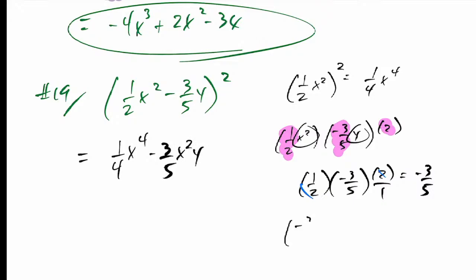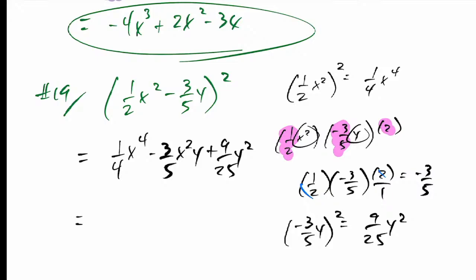And then you square the last term. So minus 3/5 y squared is 9/25 y squared. Is that good, Evan? No problem.